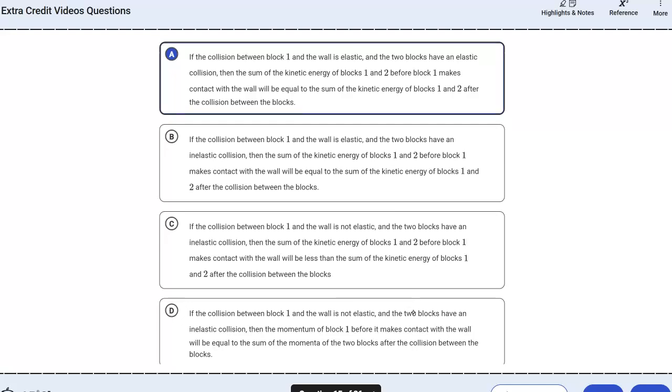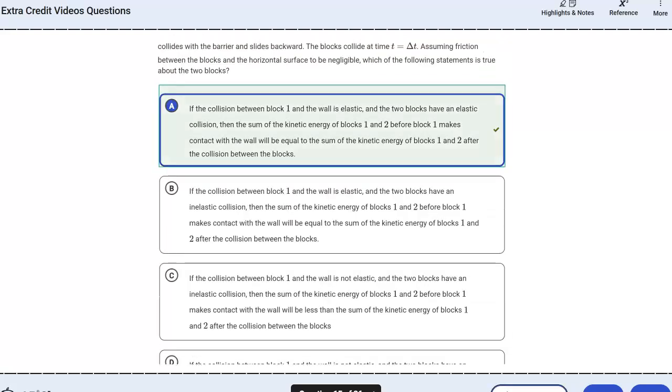So let's stick with A. Let's see if that's the right answer. And it is. There you go.